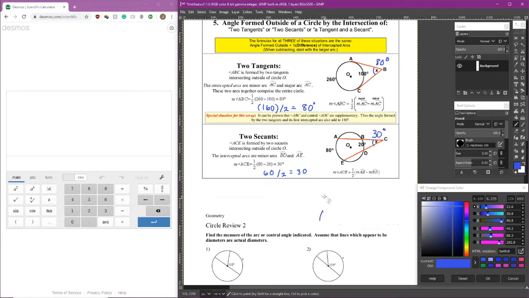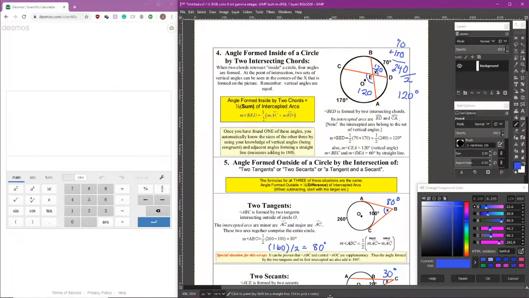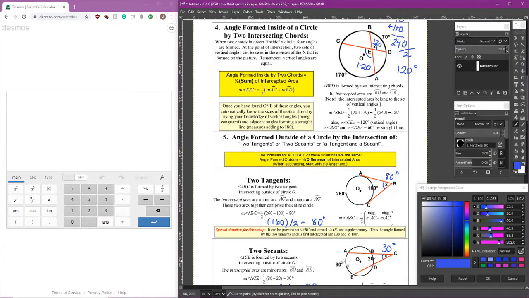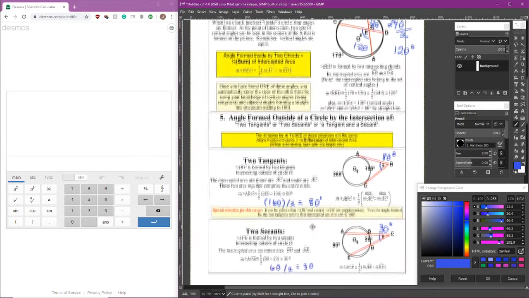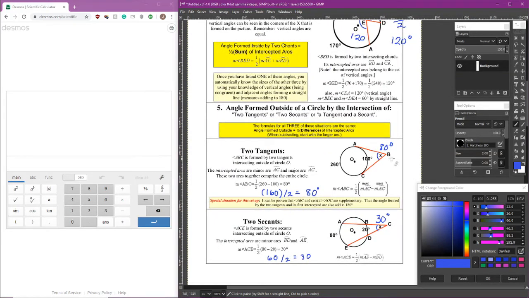Let's go back and compare these two new skills that we learned. We have two different skills. They look different because your angles are in the middle of a circle. They're inside the circle. And when they're inside, you add those two arcs. So we had to take 170 and add up 100, add up 70. When it's outside, either you've got two tangents to the circle or you've got two secants.